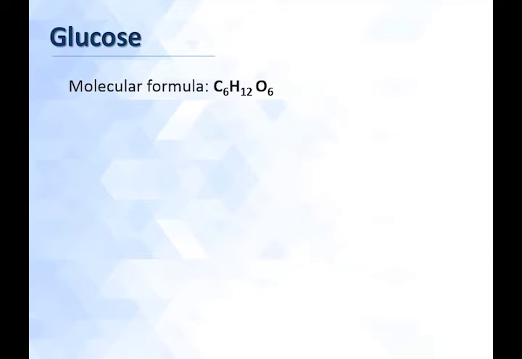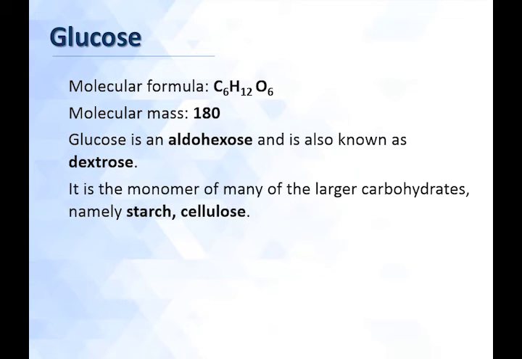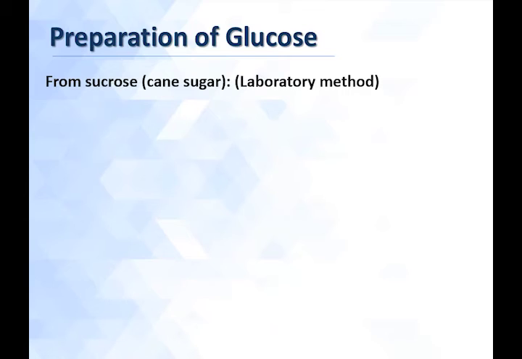Glucose. Molecular formula C6H12O6. Molecular mass 180. Glucose is an aldohexose and is also known as dextrose. It is the monosaccharide of many of the larger carbohydrates, namely starch and cellulose. Preparation of glucose. We shall see a laboratory method and a commercial method.